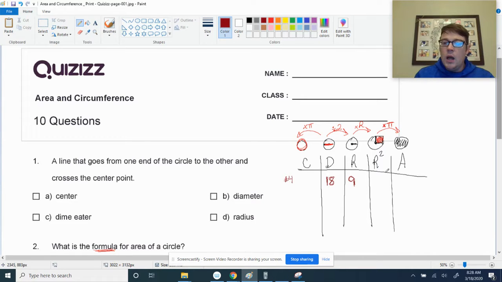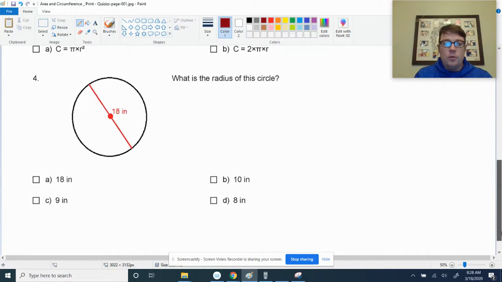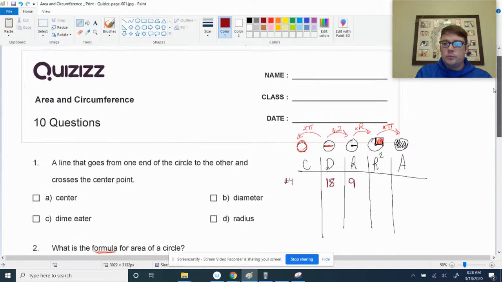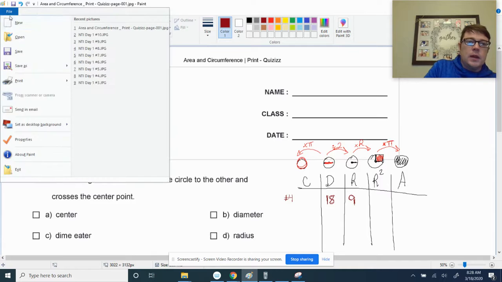So 9 is the radius, and that's what you would select on the fourth one, which would be in inches because this is in inches too. So C. So there's your first 4. Let's open up the next one.